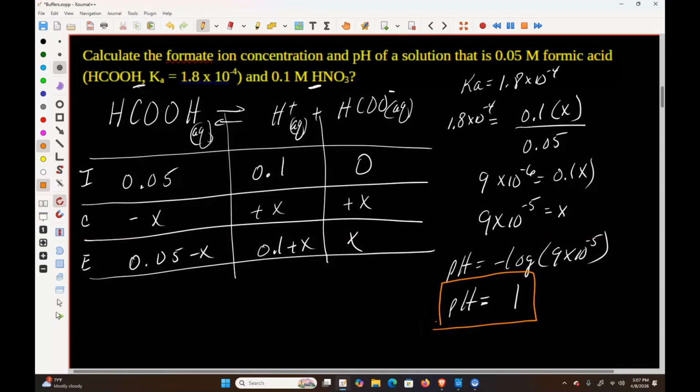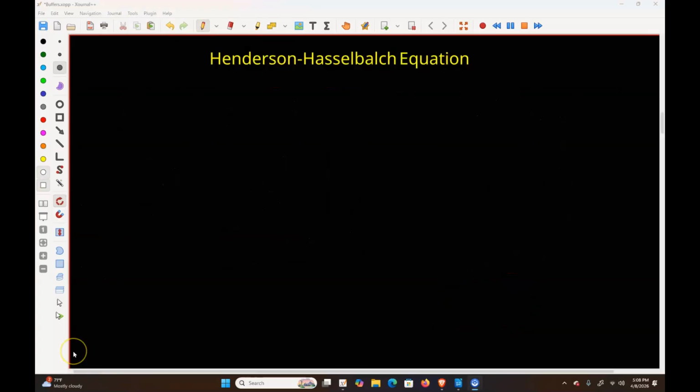So notice there that the addition of this nitric acid took full control of the reaction. The formate ion had very little effect, if any. Okay, the Henderson-Hasselbalch equation. This equation helps you to solve buffer problems much easier and much quicker. So let's go through and I'll show you how it works.